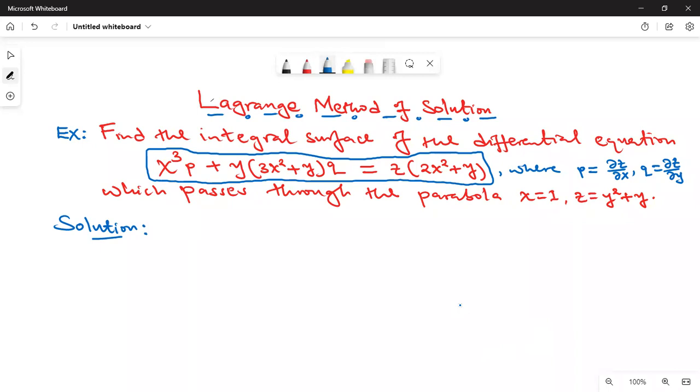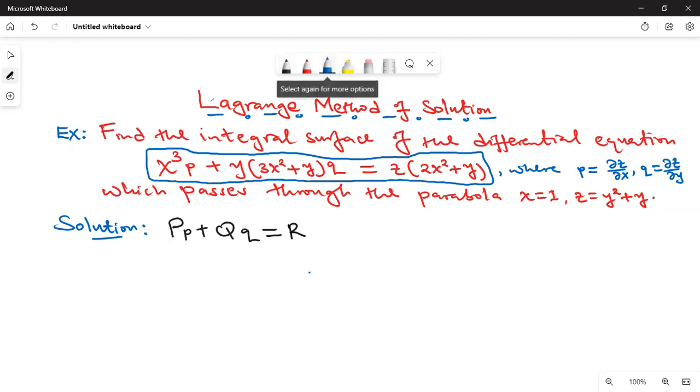Now, the required curve should pass through the parabola x is equal to 1, z is equal to y squared plus y. So what we do here, remember this given equation is, in general, of the form capital P times p small plus capital Q times q is equal to capital R.